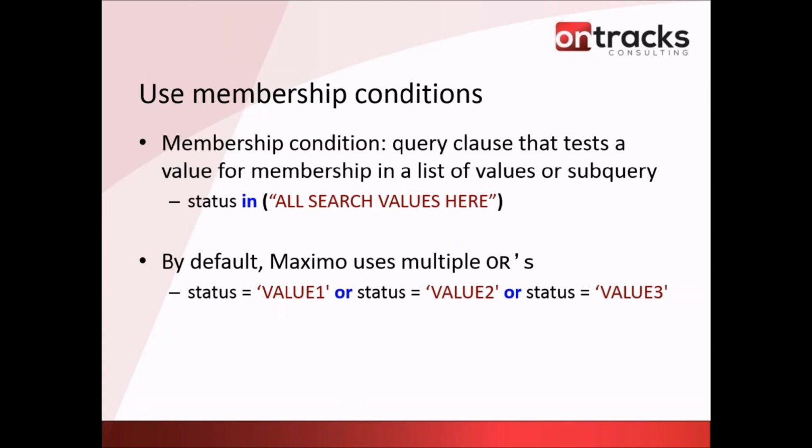So going at it again, instead of looking for all the values individually, for example, looking at all the work orders that have this status, or this status, or this status, we're going to look for all the statuses that we want at once. So what would this look like in Maximo?